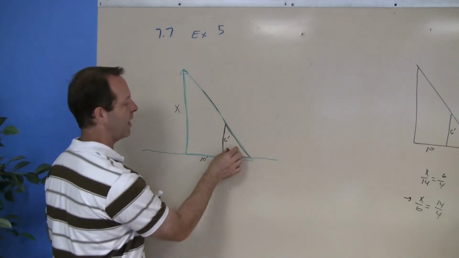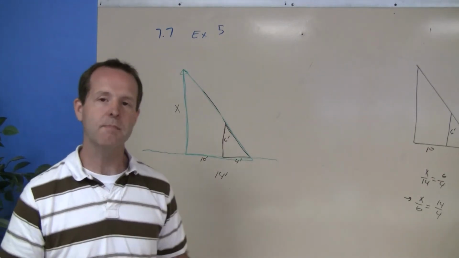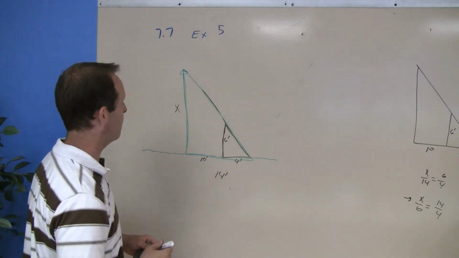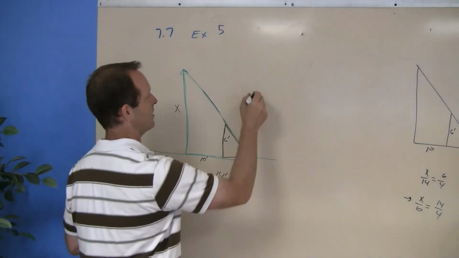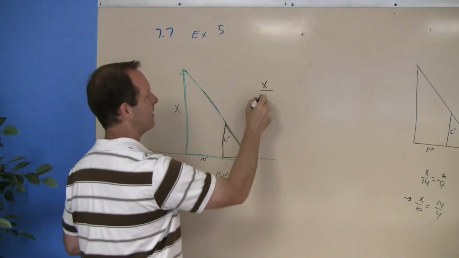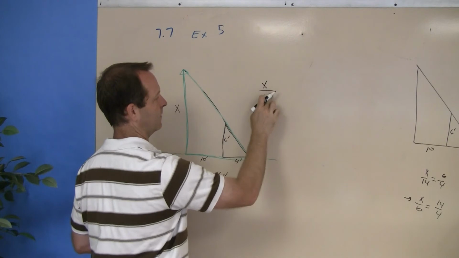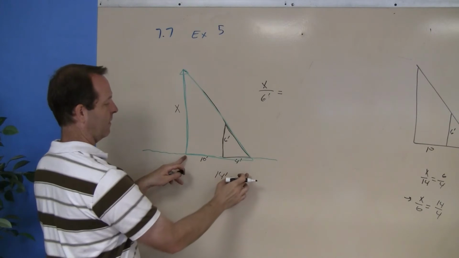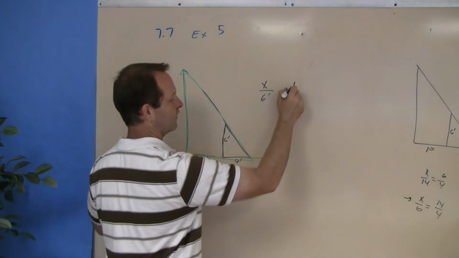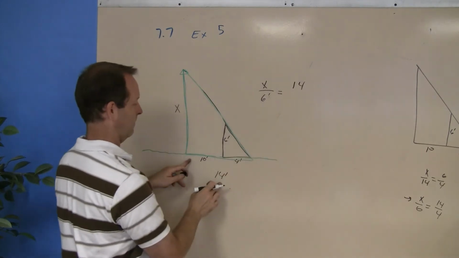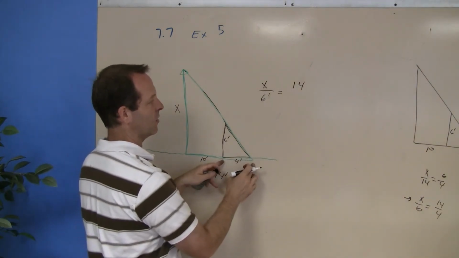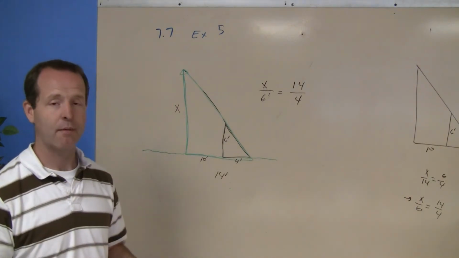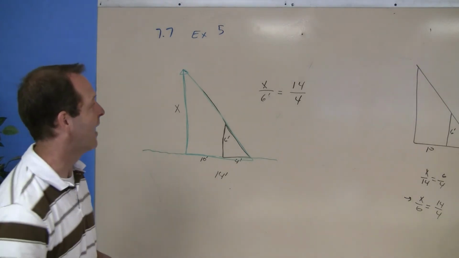The relationship of this triangle with the bigger triangle are similar, which means that its corresponding sides are also similar. So I can take, for example, the height of the lamppost, x, relate it to my height, and that's going to equal the distance from the lamppost to this point, which is 14 feet, and the distance from me to this little point, which is 4. And there I have a proportion. And with that proportion, like all other proportions, we can solve that.